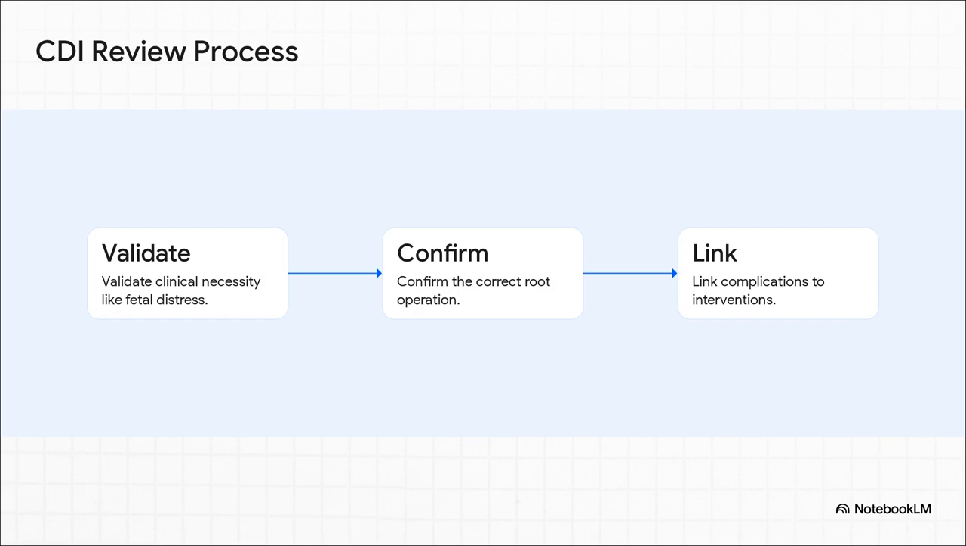It's a 3-step process. Step 1, validate the clinical necessity, like having rock-solid documentation of fetal distress. Step 2, double-check that the coder nailed the exact correct root operation. Was it extraction or delivery? Get it right. And step 3, make sure any post-delivery complications are explicitly, clearly linked to the interventions that followed. Now that is true defensible coding.